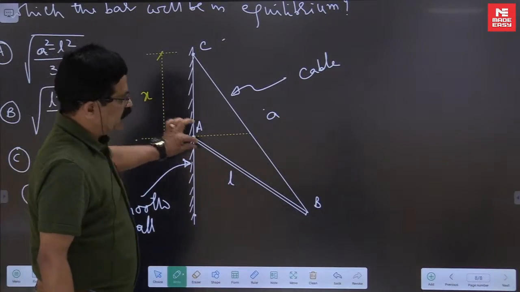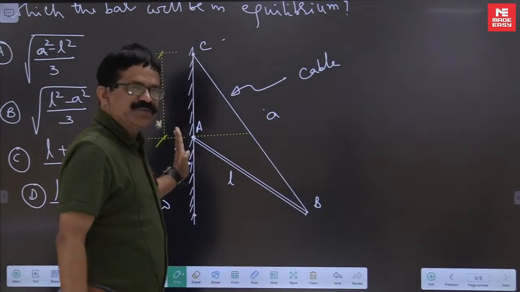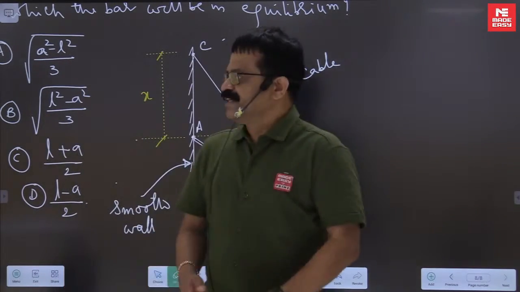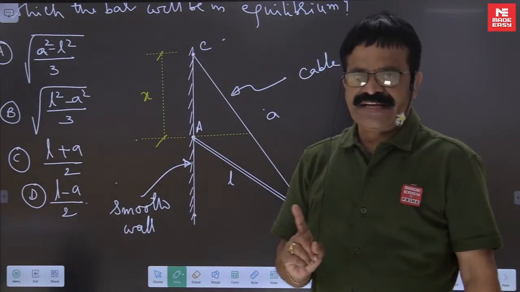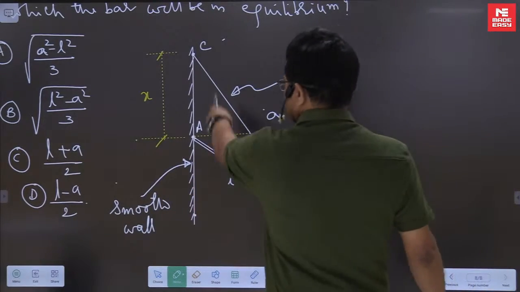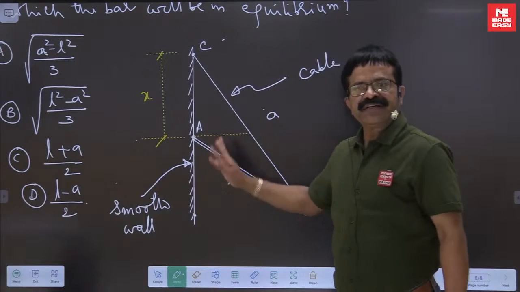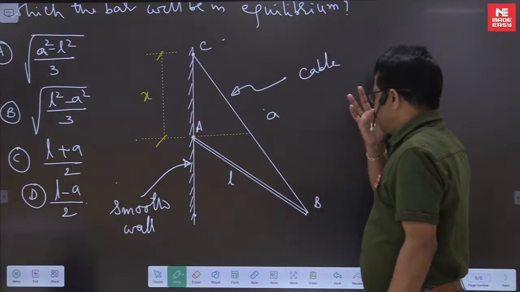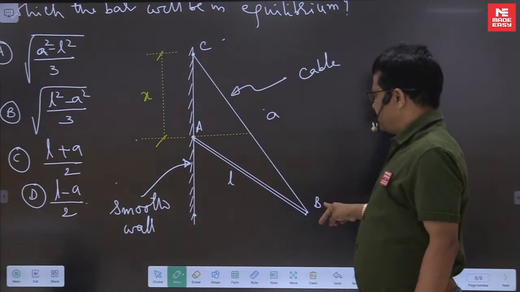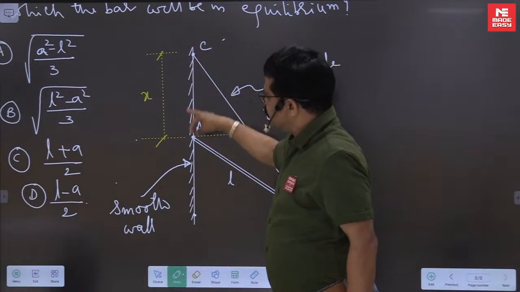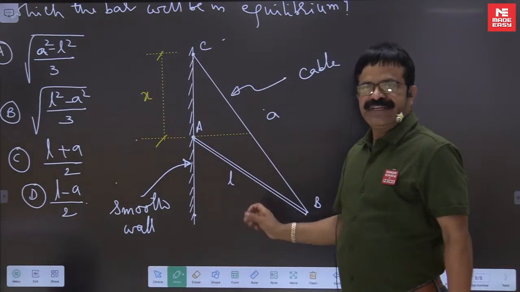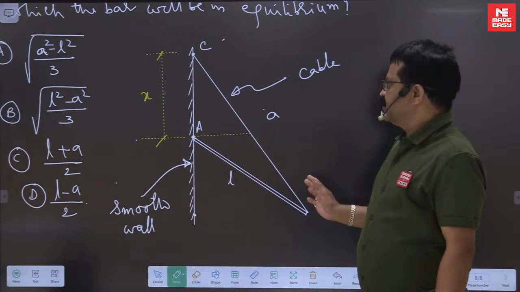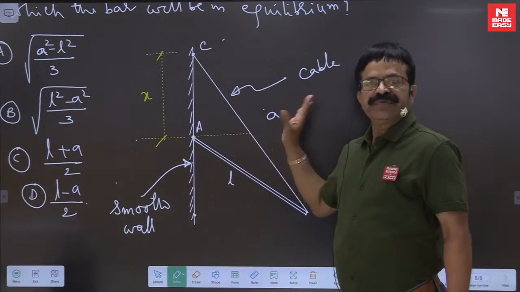AB bar is resting against a smooth vertical wall means what? If you have a smooth vertical wall, how many reactions will it give? Only one reaction. Normal to the surface, not normal to the bar, normal to the surface. Then this is a cable. And this distance x. At what value of x is this bar AB in equilibrium? So 4 options, we have 2 minutes time.